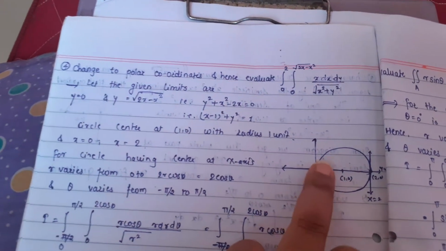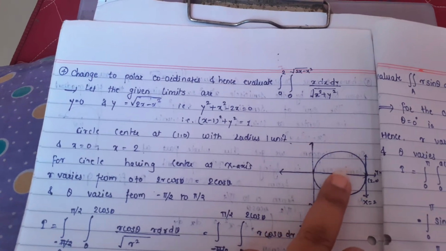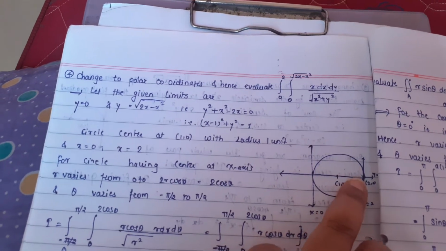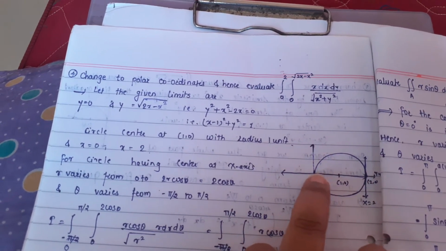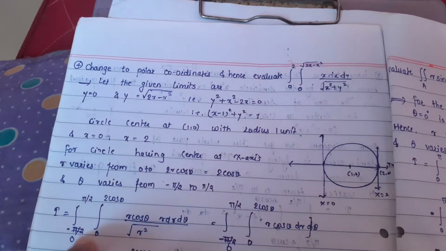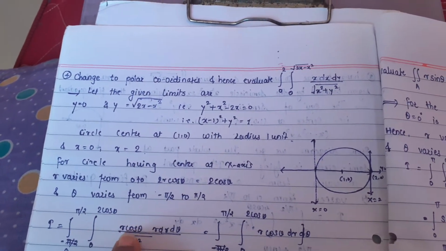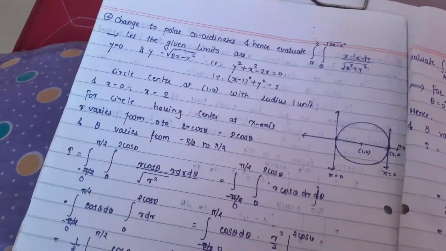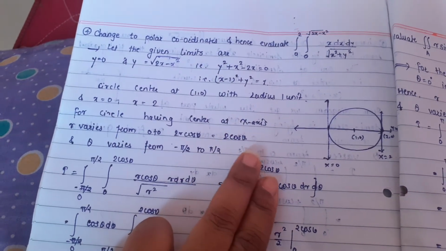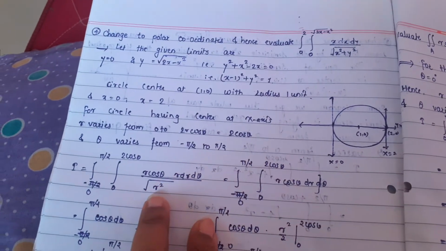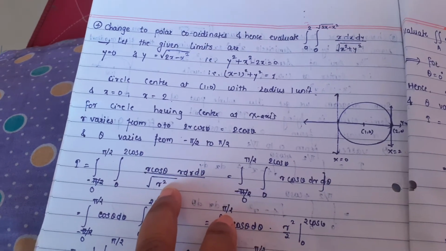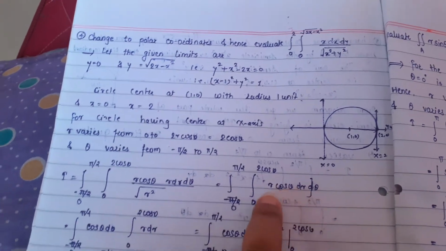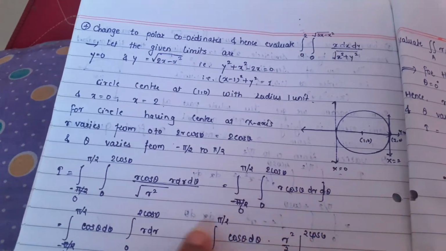Now here the region is distributed into two equal parts. Therefore if we consider only the positive quadrant, the limit becomes 0 to pi by 2. So 0 to pi by 2, 0 to 2 cos theta, r cos theta, r dr d theta upon under root of x square plus y square. x square plus y square means r square, that is (r sin theta) square plus (r cos theta) square, which is only r square here. So under root of r square is equal to r, one r gets cancelled, so remaining only r cos theta dr d theta. First of all, integrate with respect to r.